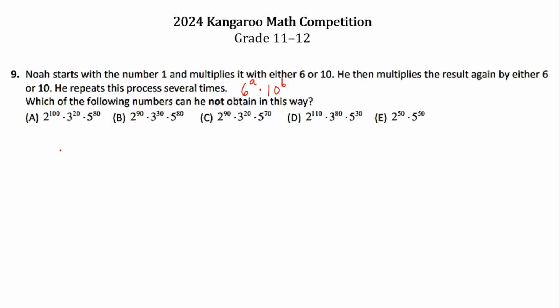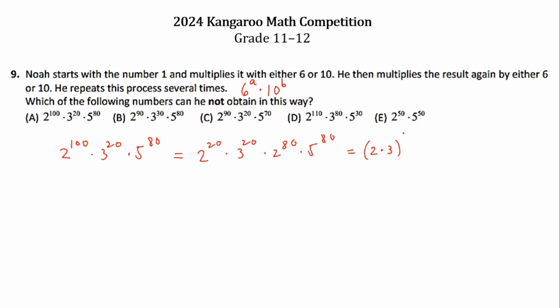So we have 2 raised to 100 times 3 raised to 20 times 5 raised to 80. Take note, you want the form 6 raised to a times 10 raised to b. So what I'm going to do is split 2 raised to 100 into 2 raised to 20 and 2 raised to 80, and then rearrange the factors. So we have 2 raised to 20 times 3 raised to 20 times 2 raised to 80 times 5 raised to 80. This is the same as 2 times 3 by applying the laws of exponents.